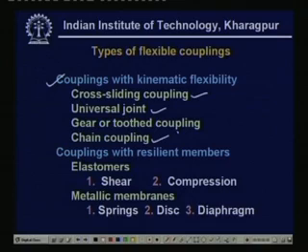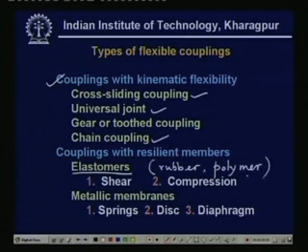Then couplings may be of resilient members. Here the flexibility is brought in with the help of members which have inherent flexibility. The most often used flexible members are elastomers, that is, they may be rubber or some polymer or some synthetics. They again work in basically two ways. One is shear and another is compression.